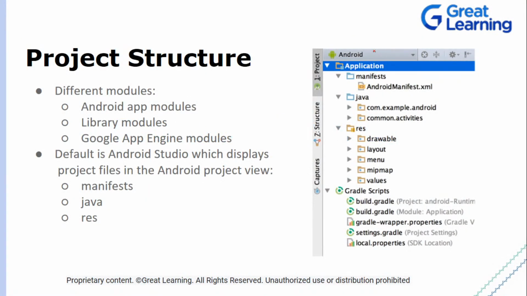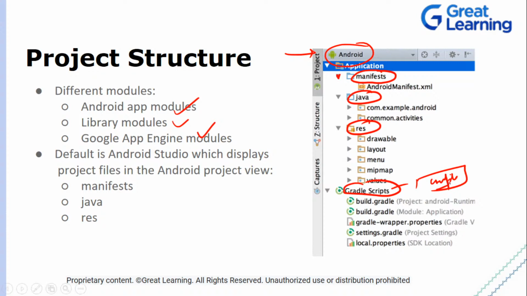Over here in your corner, you have Android. Similarly, you can have Android app modules, library modules, and Google App Engine modules. So you have different modules there. For now we will be dealing with the Android module, and in this application you see there's a drop down. You have this manifest file, this Java folder, this res folder, and then this Gradle script. This is used for compiling your program, so you don't have to compile it again and again. Everything is done here. For now you can keep it as simple as that.